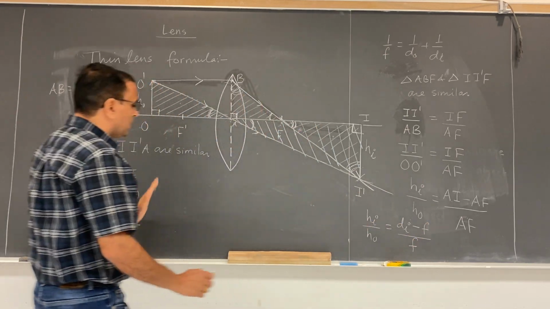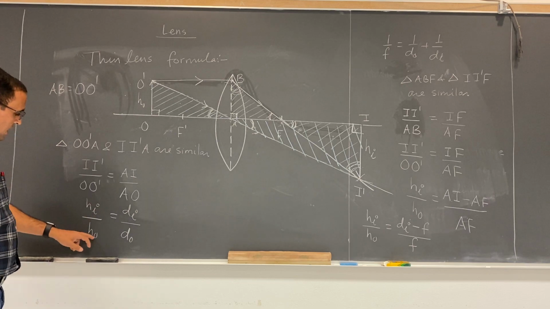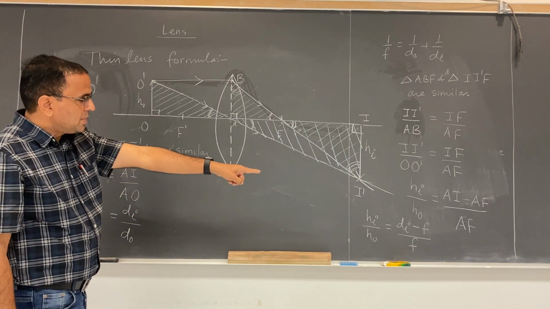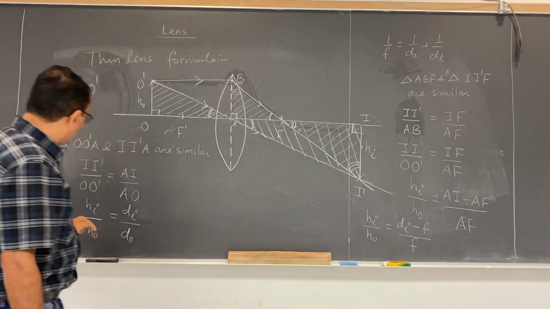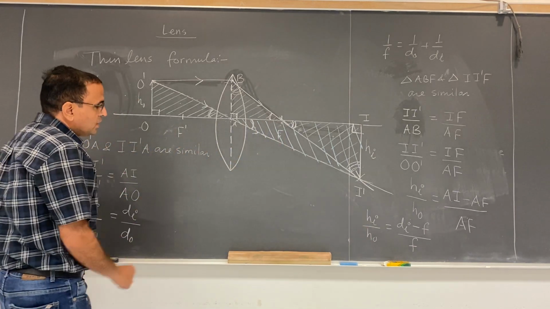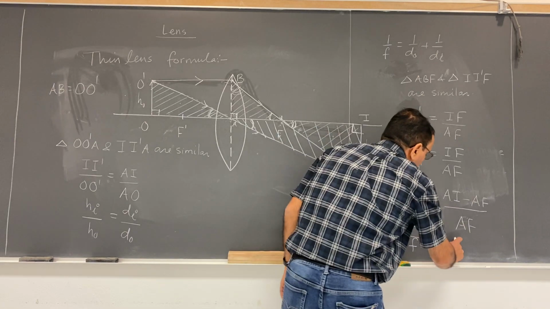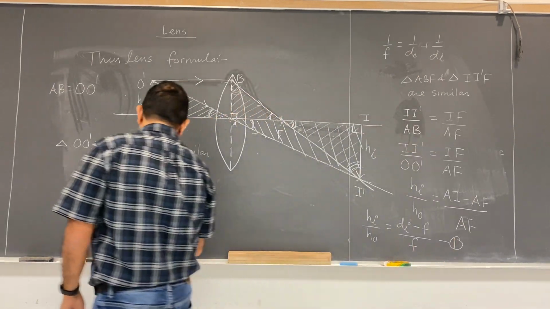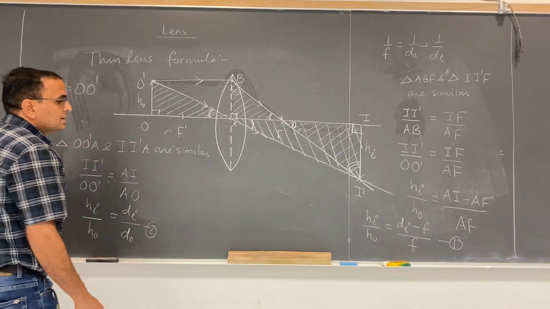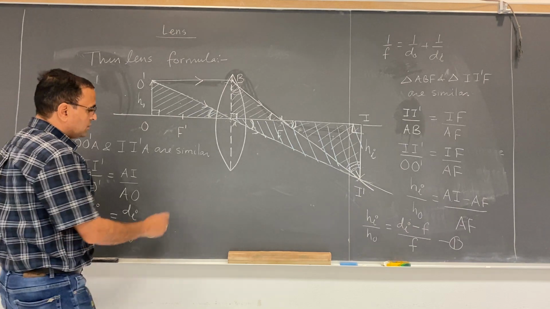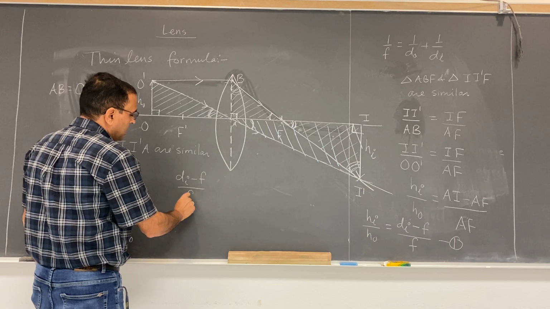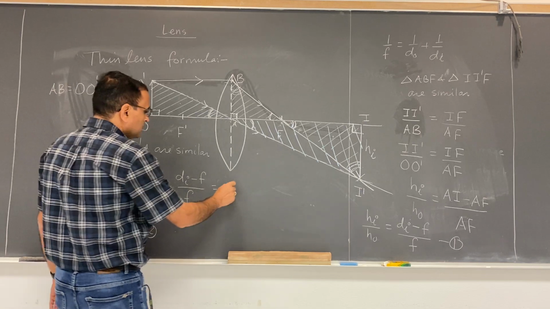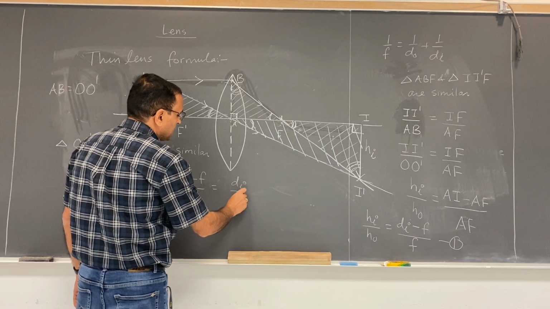So you can equate them. Look, hi over ho. Over there you have di minus f over f, it's the same thing. Here also you have hi over ho. So if you equate these two equations, you can call this equation 1, this equation 2. If you compare these two equations, you can write down that (di minus f) divided by f is equal to di divided by do.